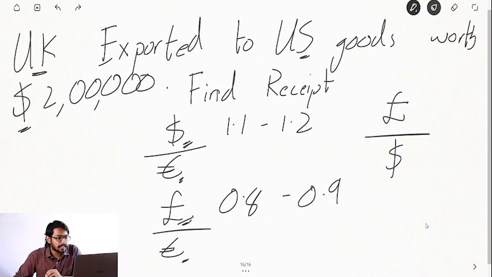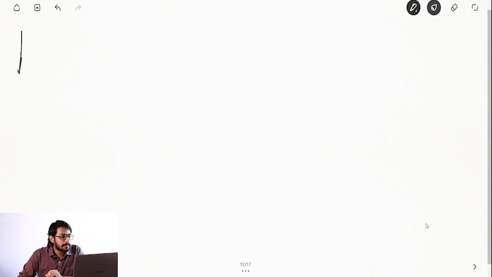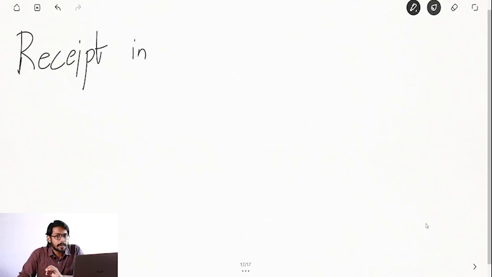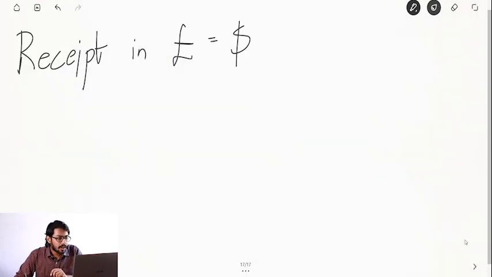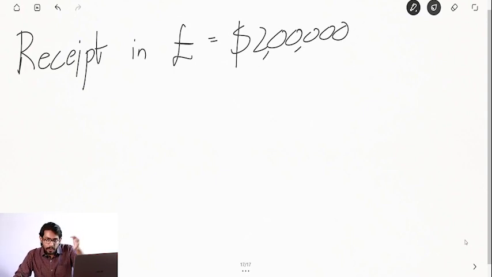Let's work that out. Find the receipt. Receipt in pound. You are a UK person, so the final answer should be in pound. Receipt in pound equals, how much have you exported? You have exported goods worth $2 lakh. So receipt in pound is $2 lakh. Please follow me very carefully and follow the steps.